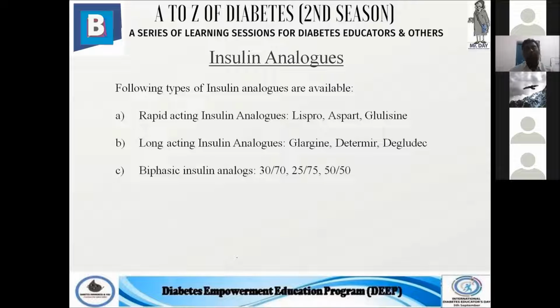Same as human insulin, we have insulin analogues. There are also three types: rapid acting insulin, that is lispro, aspart, glulisine; and long acting insulin analogs, that is glargine, detemir, and degludec. Degludec is the ultra long acting insulin, which can act for up to 36 to 42 hours, and has flat pharmacokinetics, that is, there is no peak. Again, analog insulin can also have a premix formulation in the form of 30-70, 25-75, 50-50. The lesser number, that is 30, 25, 50, represents the rapid acting formulation. 30-70 means 30% rapid acting insulin and 70% long acting insulin.